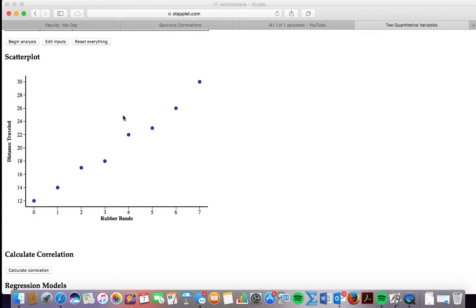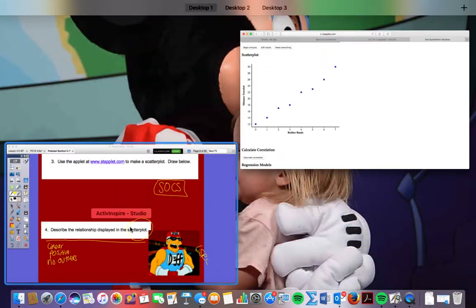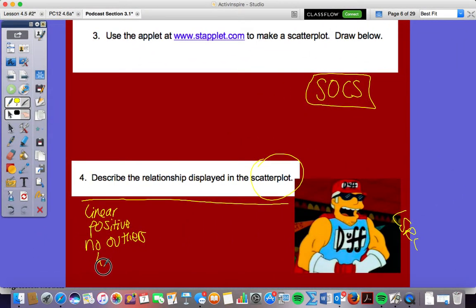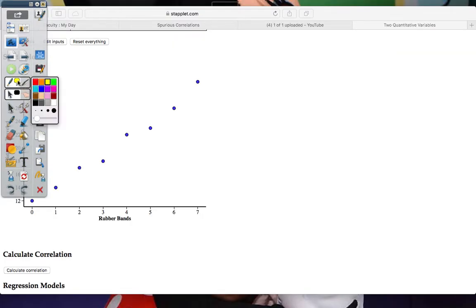So what we would say here is, and you're going to see me put this in a sentence. We're going to say that it's linear, it's positive, it has no outliers, and it's not weak. I'm sorry. Strong. There we go. All right, so let's draw this. Let's write this thing. Okay. So this is how I would write this. Okay. Here's the graph. First off, I would start with.